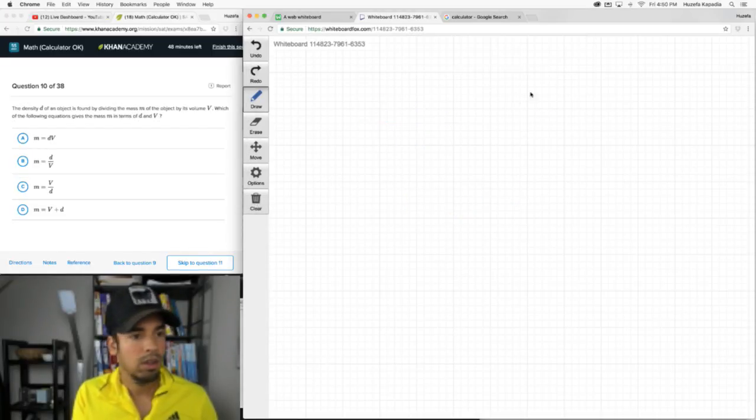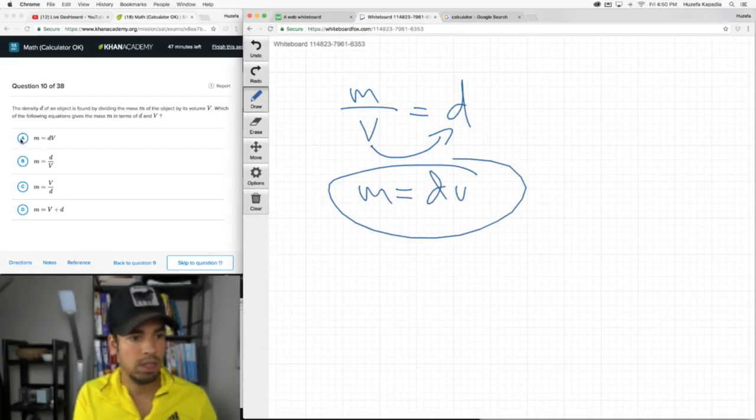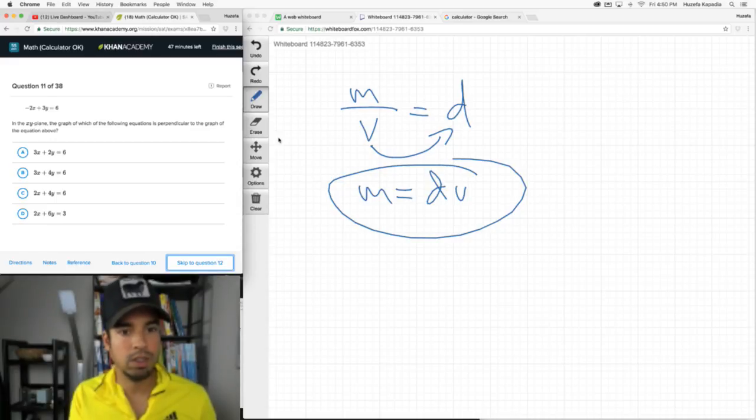Okay. The density of an object is found by dividing mass of an object by its volume. Which of the following equations gives the mass in terms of d and v? All we gotta do is isolate m, multiply v by both sides, or I like to shoot it over when it's on the bottom and just look at it that way. M equals d times v. And that's it. Variable isolation.